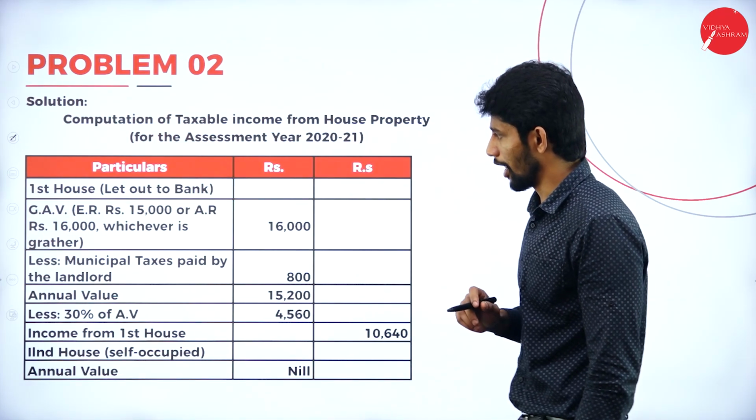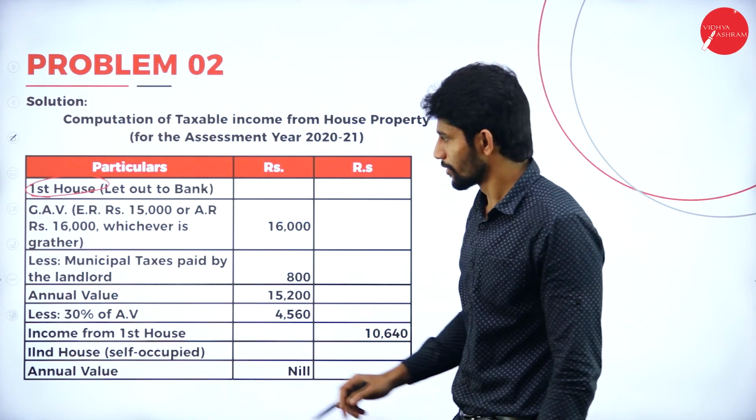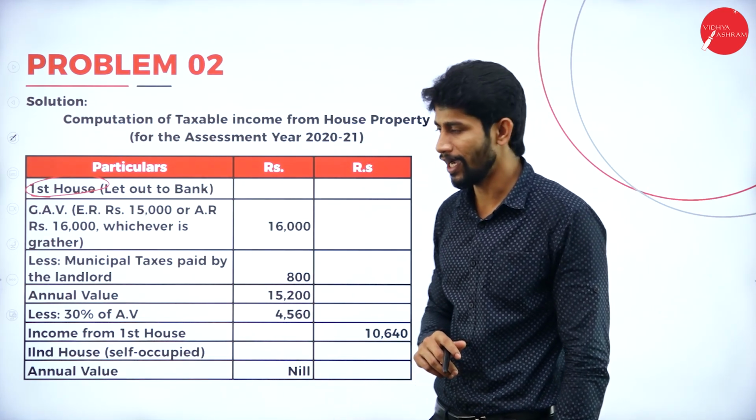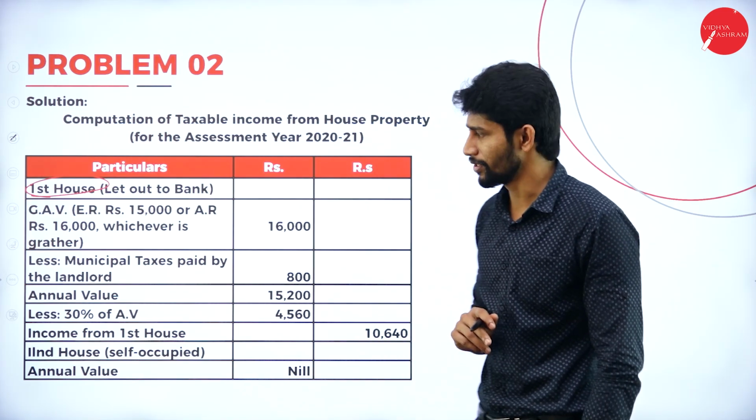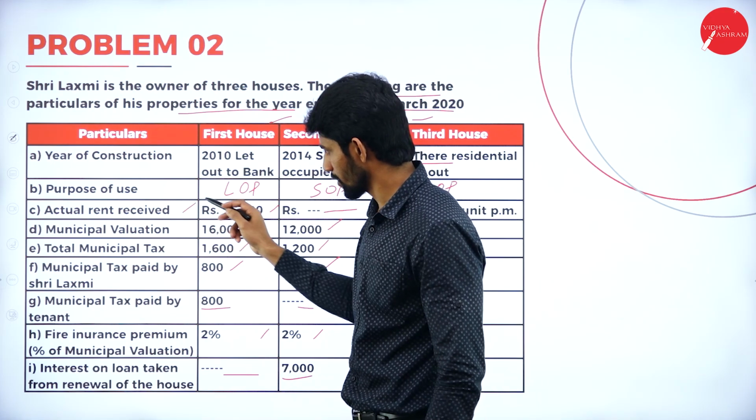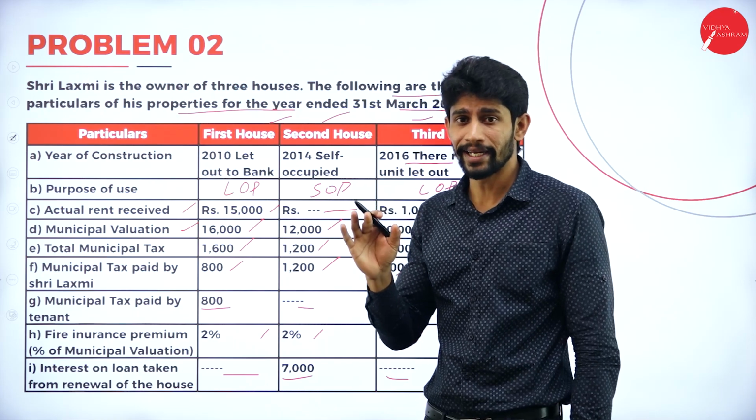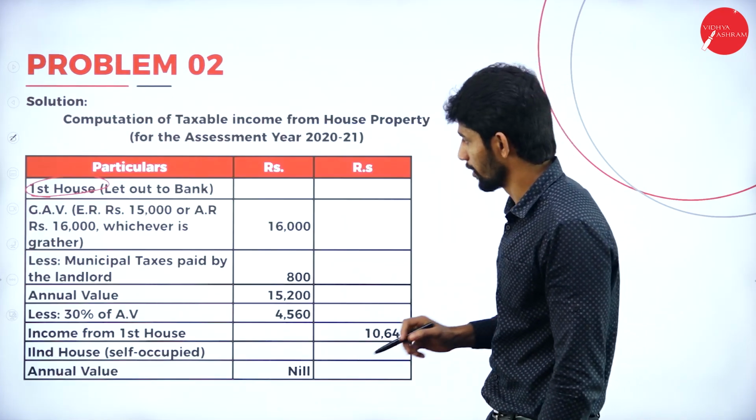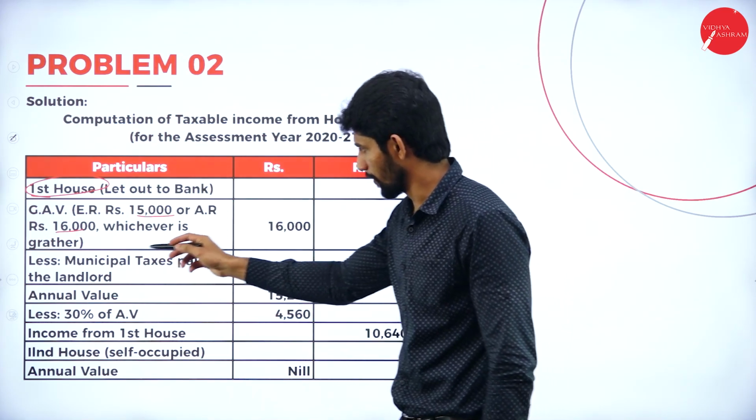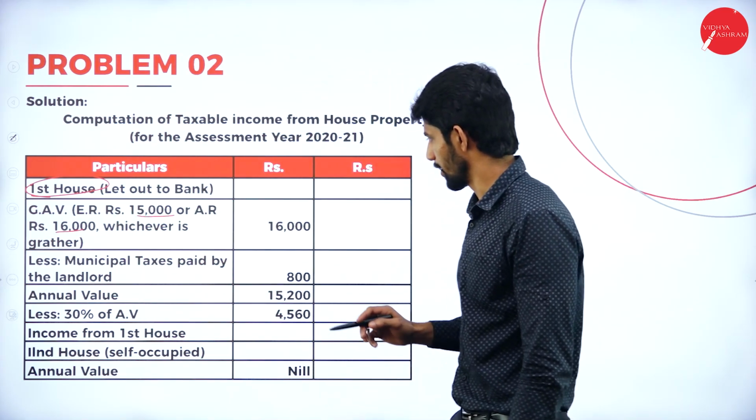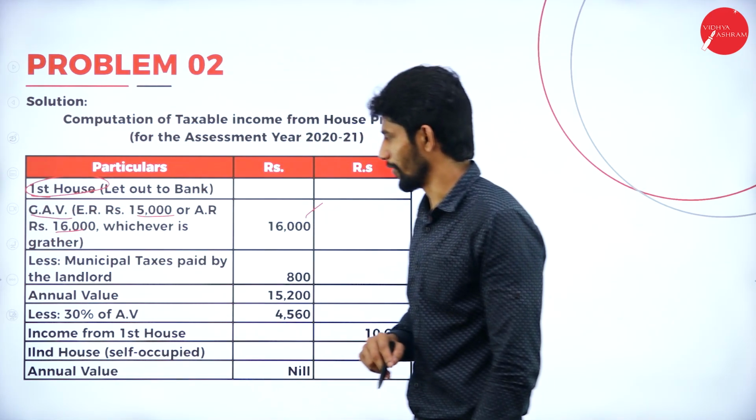So first one, house 1. House 1 is let out to bank. Now we will be computing the gross annual value. In this particular problem, only 2 pieces of information are given, actual rent and municipal value. Fair rent and standard rent are not given. So between municipal value and actual rent, 15,000 and 16,000, whichever is higher. 16,000 is the higher value. This is called gross annual value.